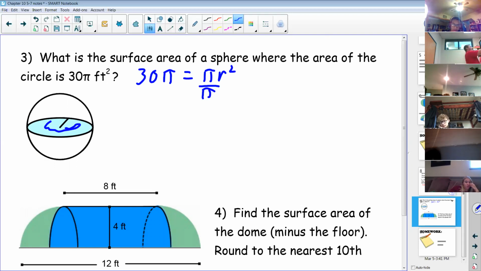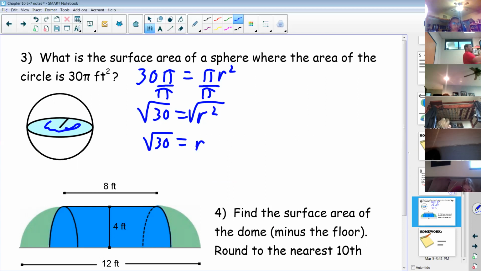Well, going backwards, I can figure out what the radius is using this equation right here. So I divide both sides by pi and get 30 equals r squared. The next step would be to take the square root of both sides, right, to get rid of the r squared. So I get the square root of 30 equals r. And so now I have a radius. Once I have a radius, I can use that to find the surface area of this sphere. So I do surface area is 4 pi times my radius, which would be square root of 30, squared. When I square the square root of 30, I'm going to get 30. So then I can multiply 30 times 4 and get 120 pi.